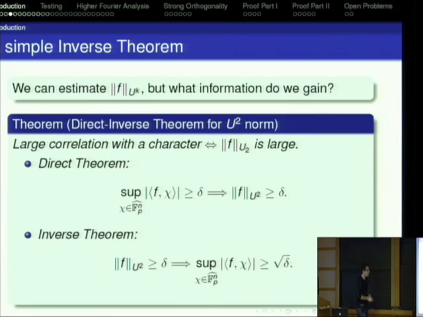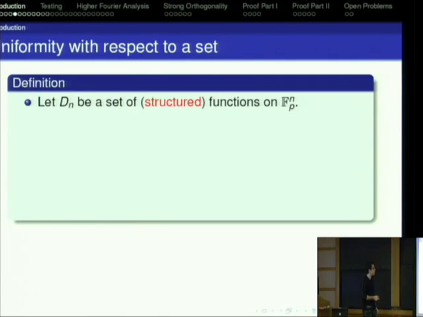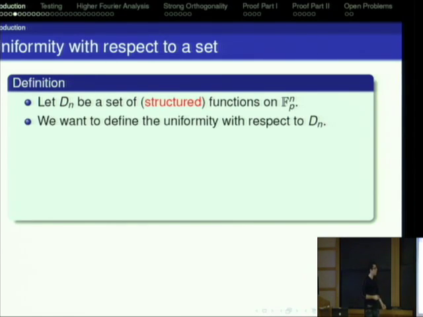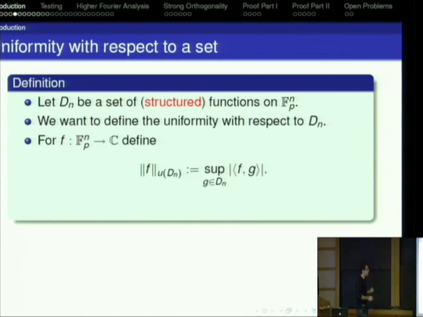Now, this gives a way to test correlation with characters. Now we want to define some general framework to be able to formulate these kinds of statements. We have a set D_n, which we think of as structured functions on F_p^n, similar to characters. We want to define uniformity with respect to this set D_n. So for a function f from F_p^n to the complex numbers, we define the uniformity norm of f with respect to this set D_n to be the supremum of the correlation of f with elements of D_n.